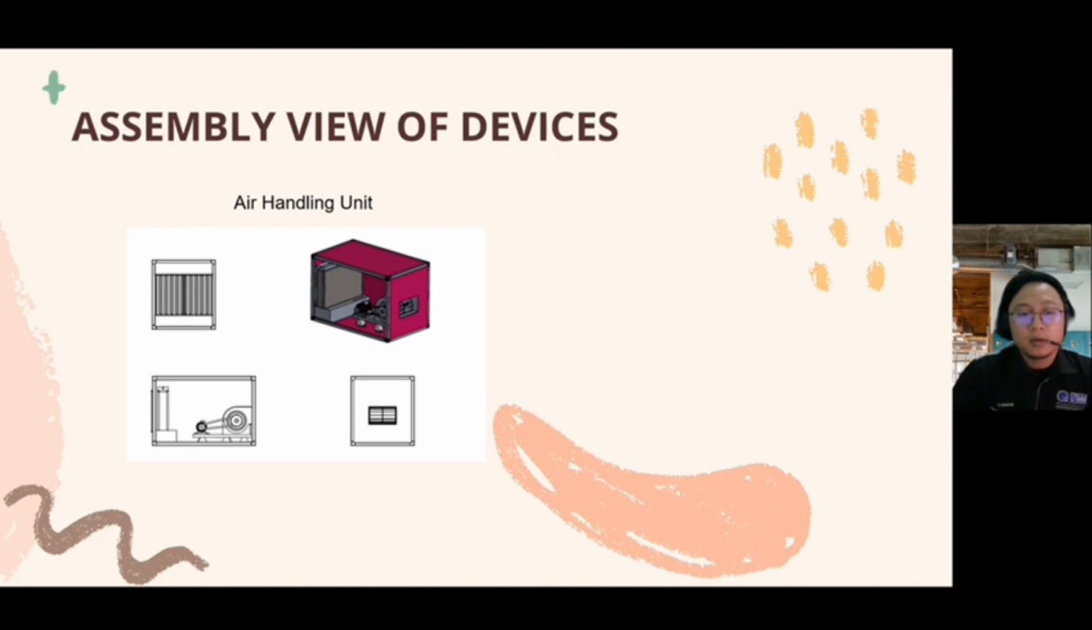Third is the assembly view of the air handling unit. In the air handling unit, it has a motor, a bearing, and also what we call the X coil. The main function of this design is to have nice air ventilation.